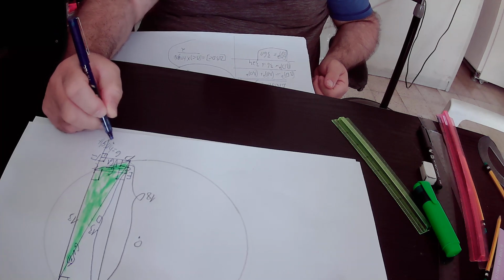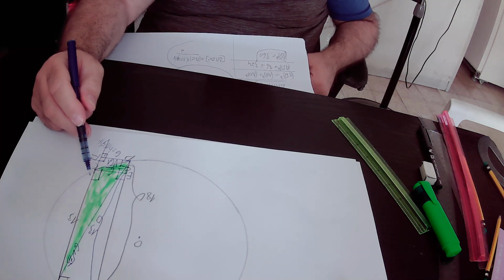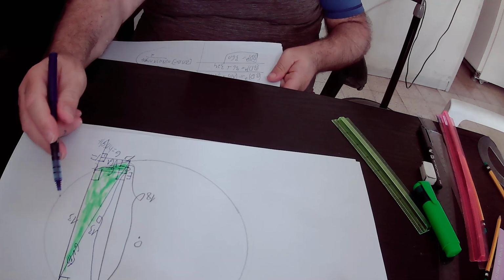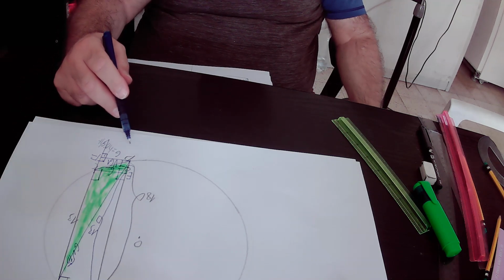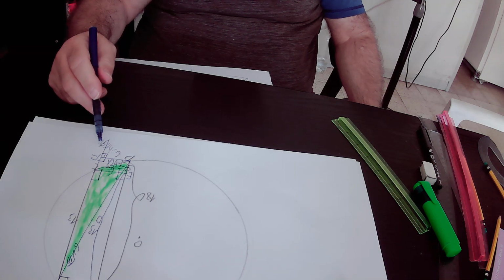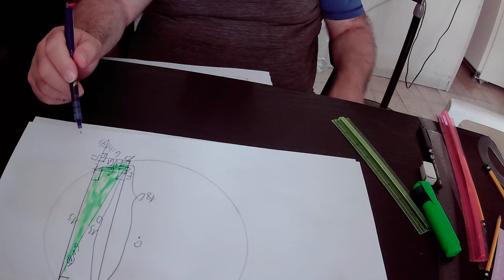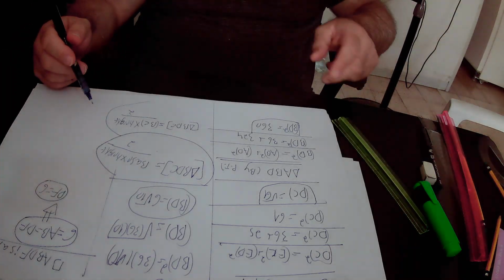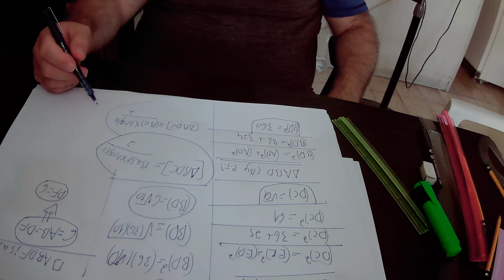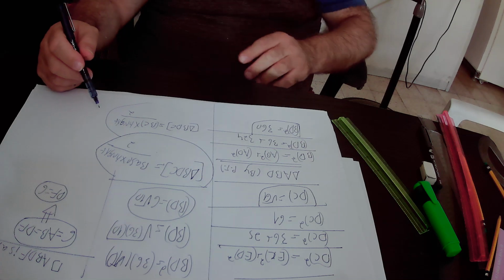Why DF is the height to the base of the extended BC, because of the fact that line segment DF creates 90 degrees with the extended BC. And therefore now we can find out the area of the green triangle BDC.